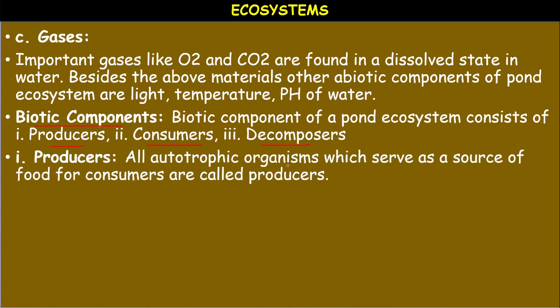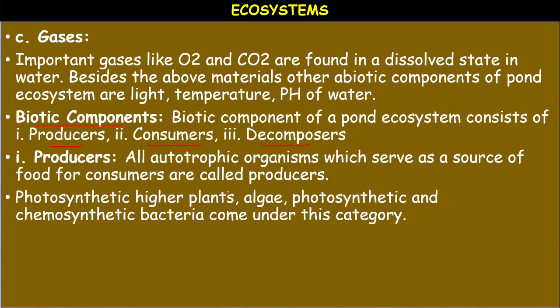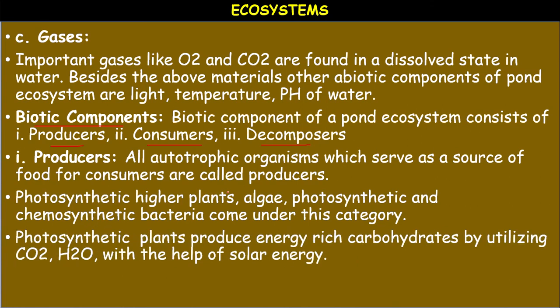Producers. Producers are all autotrophic organisms which serve as a source of food for consumers and decomposers also. Okay, all autotrophic organisms which serve as a source of food for consumers are called producers. Simple. The photosynthetic higher plants, algae, photosynthetic and chemosynthetic bacteria come under the category of producers. So photosynthetic green plants produce energy rich carbohydrates by utilizing carbon dioxide and water, with the help of solar energy, energy from sunlight.